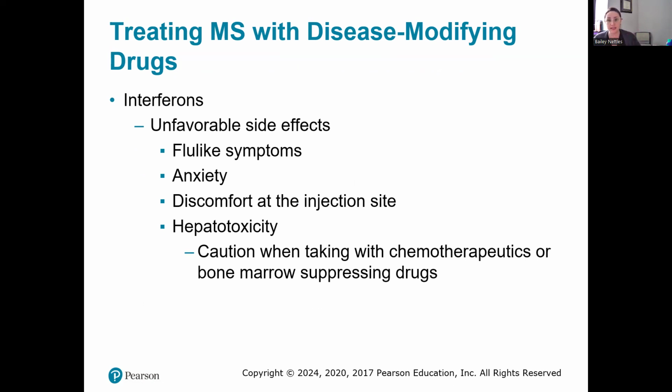Okay, so these interferons are going to have unfavorable side effects like flu-like symptoms because that's kind of what they do. So if your body says, hey, there's an infection because of the interferons, that's why you get these flu-like symptoms. You can have anxiety, discomfort at the injection site, and they are hepatotoxic. So if they're taking any other kind of chemotherapeutics or bone marrow suppressing drugs, you need to know because they can cause worsening liver failure, and we definitely don't want that.